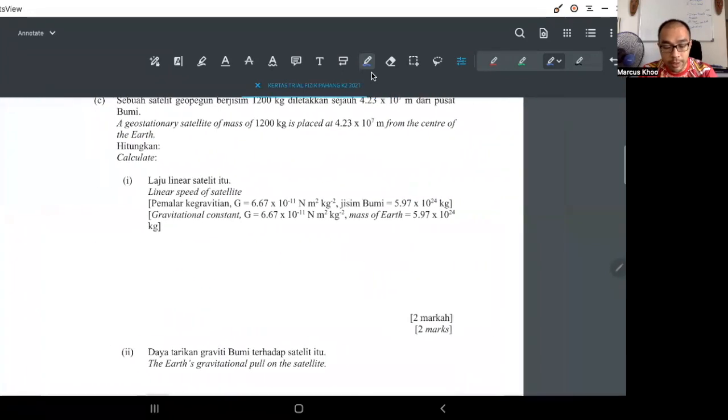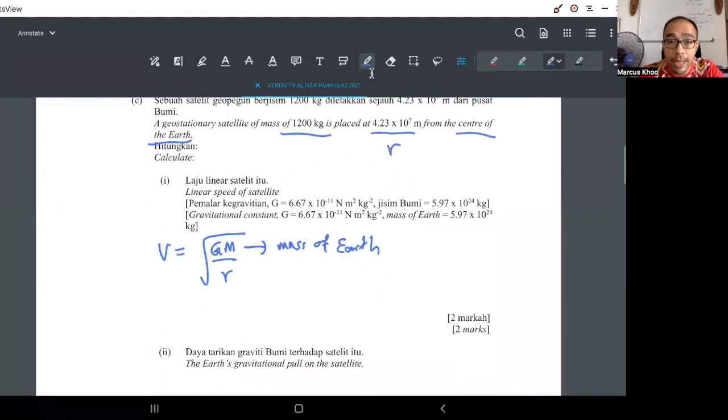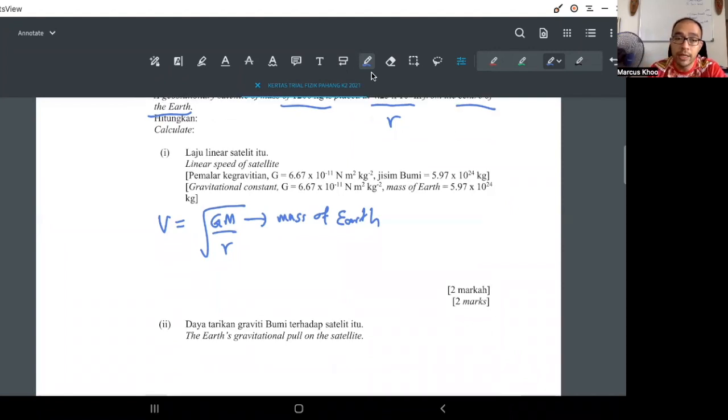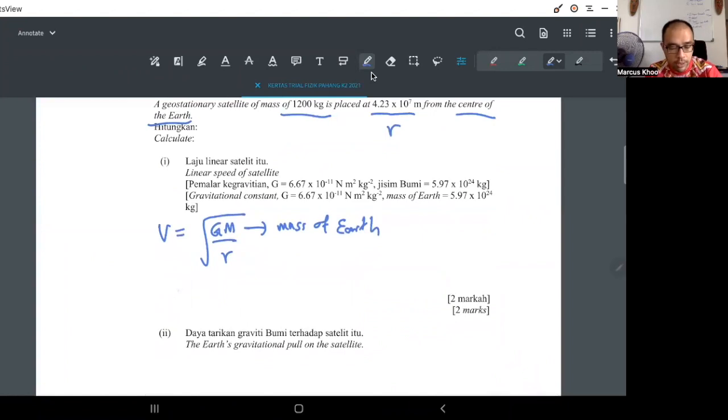The linear speed of the satellite depends on the mass of the Earth and also on the distance it is from the Earth. It doesn't have anything to do with the mass of the satellite, because the mass of the satellite is too small compared to the mass of the Earth, it can be neglected. The mass of the Earth is the important one. Then please substitute this, and what you will get is about 3.07 times 10 to the power of 3 meters per second.